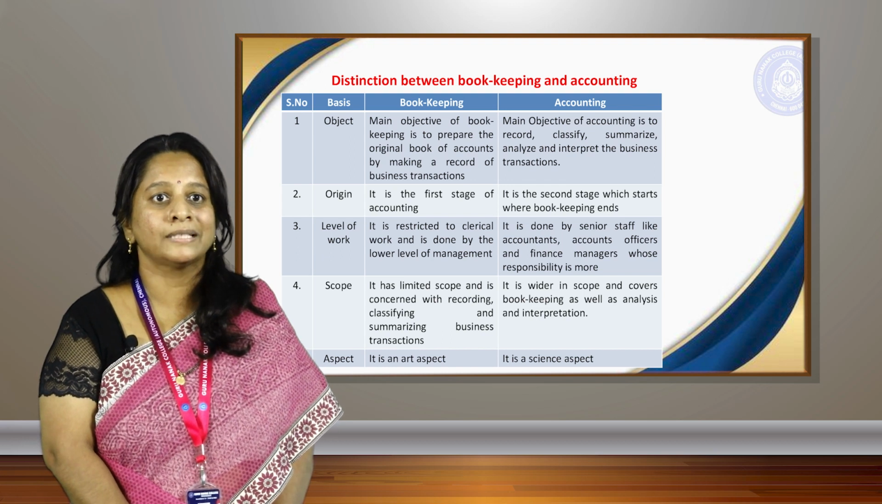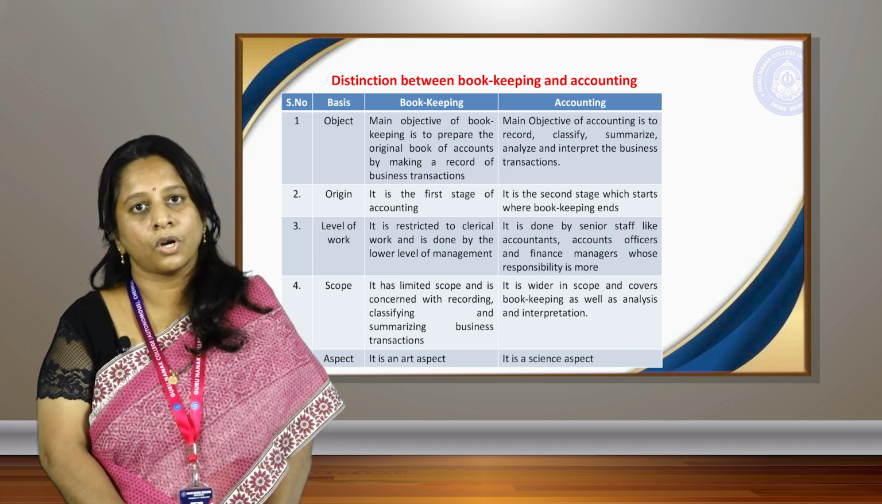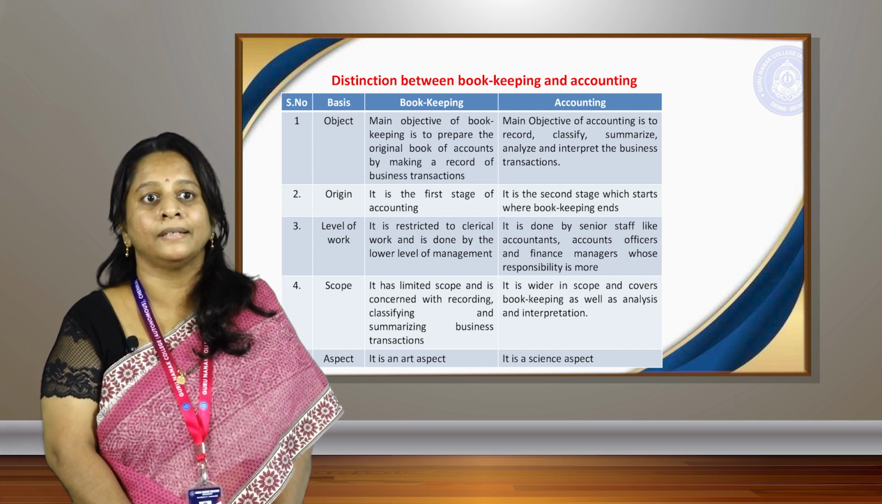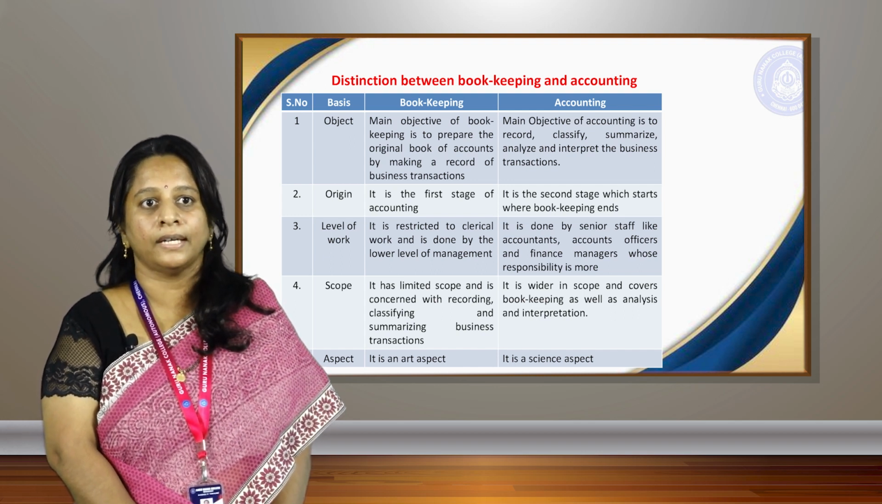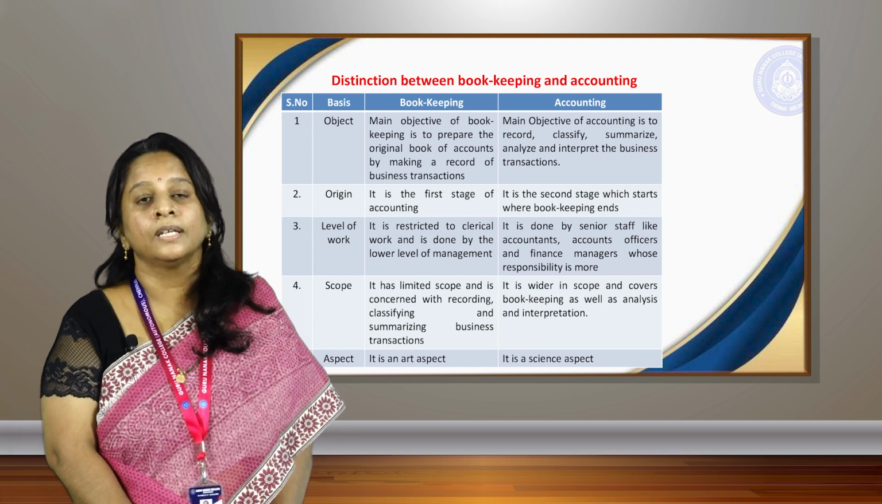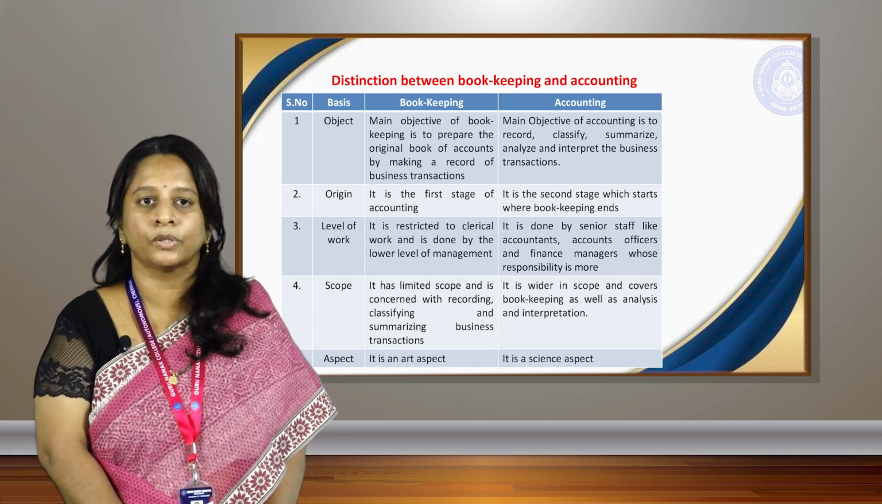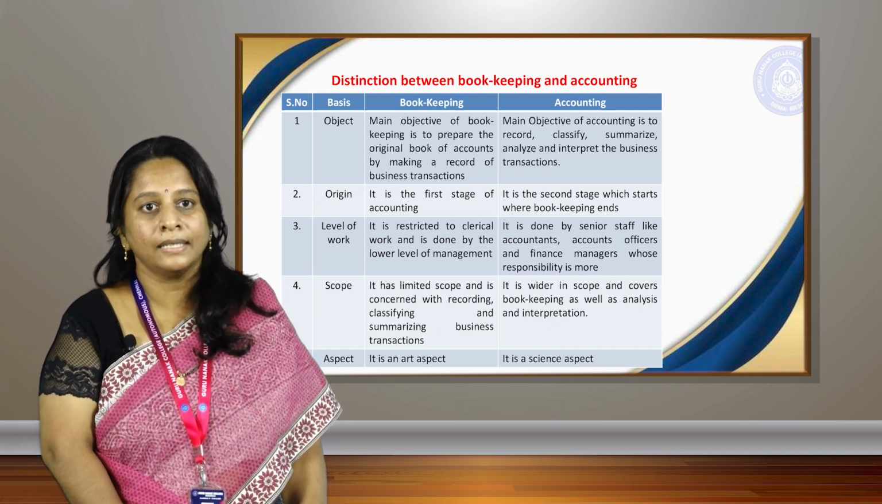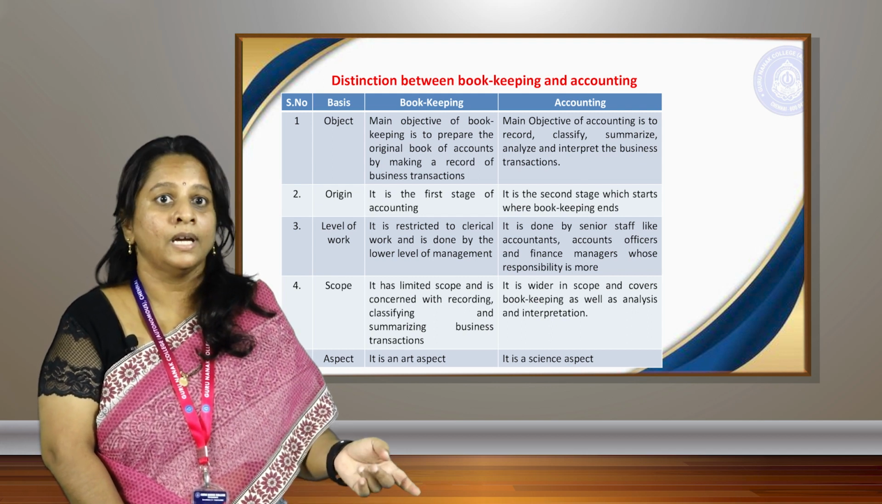The level of work, it is restricted to clerical. Here it resolves to the senior staff. Scope is nothing but, in bookkeeping, a limited scope concerned with recording, classifying and summarizing the business transactions. Here it has a wider scope and it covers bookkeeping as well as analysis and interpretation. Aspects: bookkeeping is an art aspect, accounting is a science aspect.